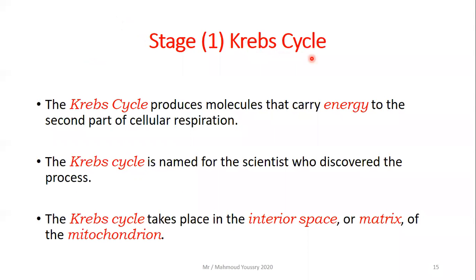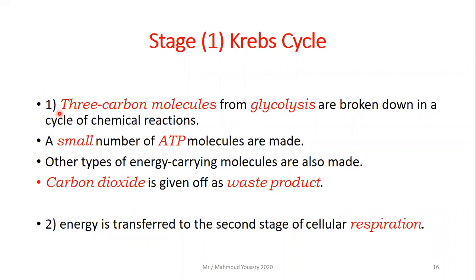So let's look at the Krebs cycle, stage one. The Krebs cycle is named for the scientist who discovered the process. The Krebs cycle produces molecules that carry energy to the second part of cellular respiration, which is the electron transport. It takes place in the interior space, or matrix, of the mitochondrion. Step number one, the three carbon molecules from glycolysis are broken down in a cycle of chemical reactions. A small amount of ATP molecules are made. Other types of energy carrying molecules are also made. Carbon dioxide is given off as a waste product in this step.